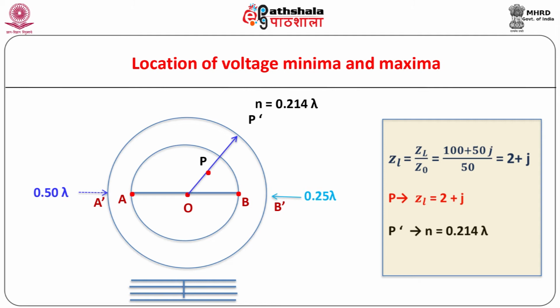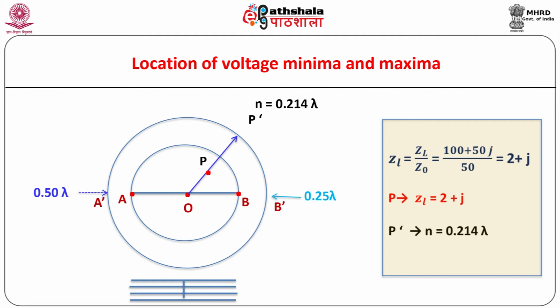Step number 1. Calculate the normalized load impedance ZL as 2 plus j. Step number 2. Plot the normalized load impedance ZL equal to 2 plus j on the Smith chart. Let point P represent the location of the normalized impedance ZL. Step number 3. Join points O and P. Extend the line OP towards P to meet the distance scale at point, say, P dash. Note the reading n equal to 0.214 lambda at P dash.